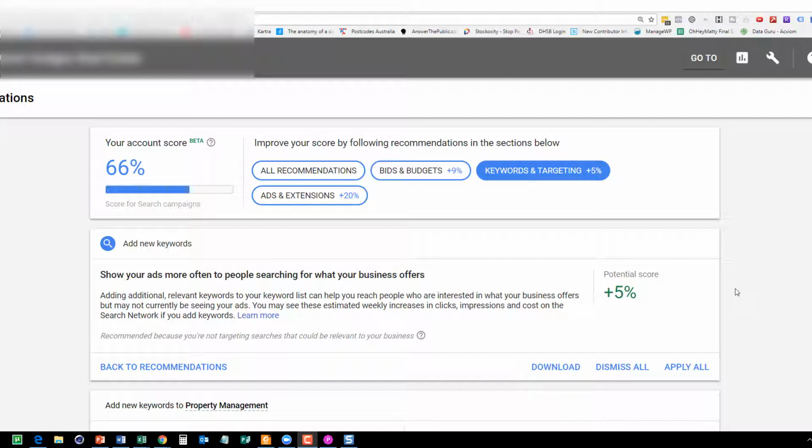So I've been running this campaign for a couple of weeks on Google, and Google comes up with these recommendations for you on a fairly regular basis around things like bids and budgets, ads and extensions, and keywords and stuff. So I just thought I'd show you this keywords and targeting thing. So they're telling us that I've quote unquote only got a 66% score rate, but you need to take that with a grain of salt.